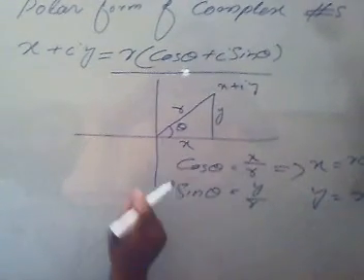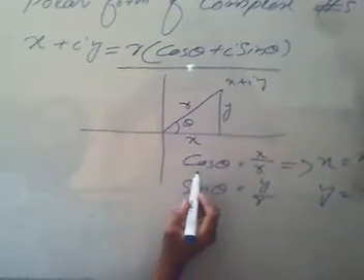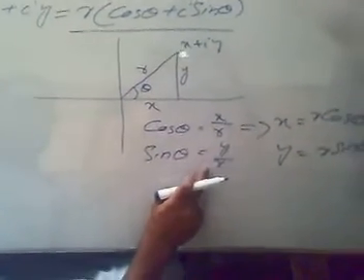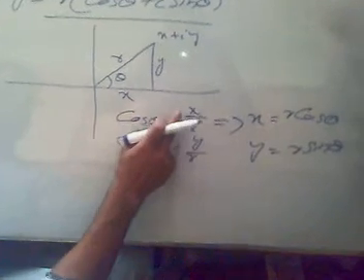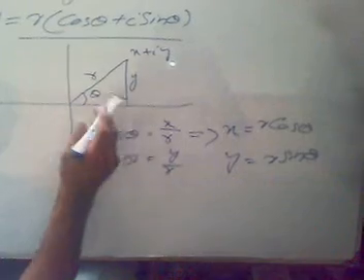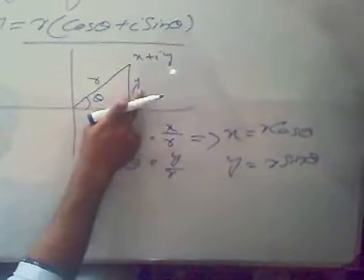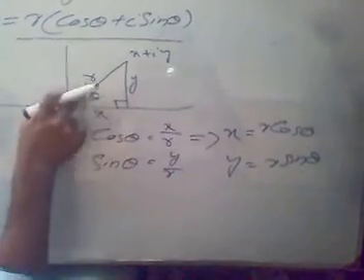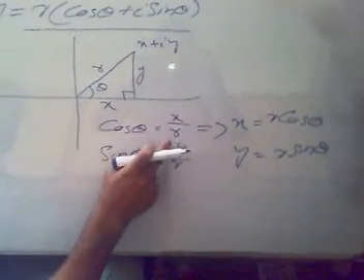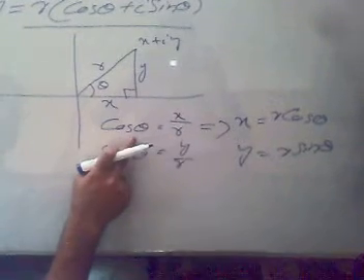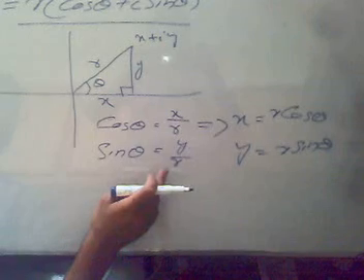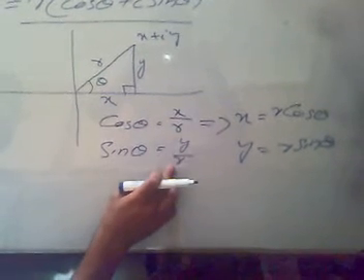So we have the trigonometric ratios cos theta equals x over r, and sin theta equals y over r. Because cos theta is equal to base over hypotenuse, and if we use this as a right angle triangle, this is the right angle, so this will be the perpendicular, this will be the base, and this will be the hypotenuse. So cos theta will be equal to x over r, and sin theta will be equal to perpendicular over hypotenuse, which is y over r.